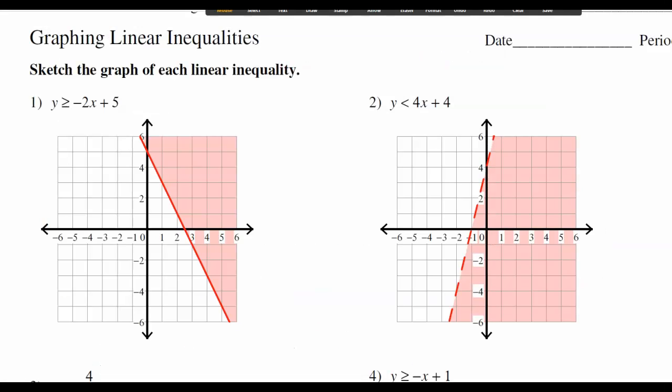All right, so what I want to do now is go over the graphing linear inequalities handout. So same idea for each of these. You are starting with an inequality in slope-intercept form, and you are transferring that inequality so that you can investigate, look at, and find those key points.